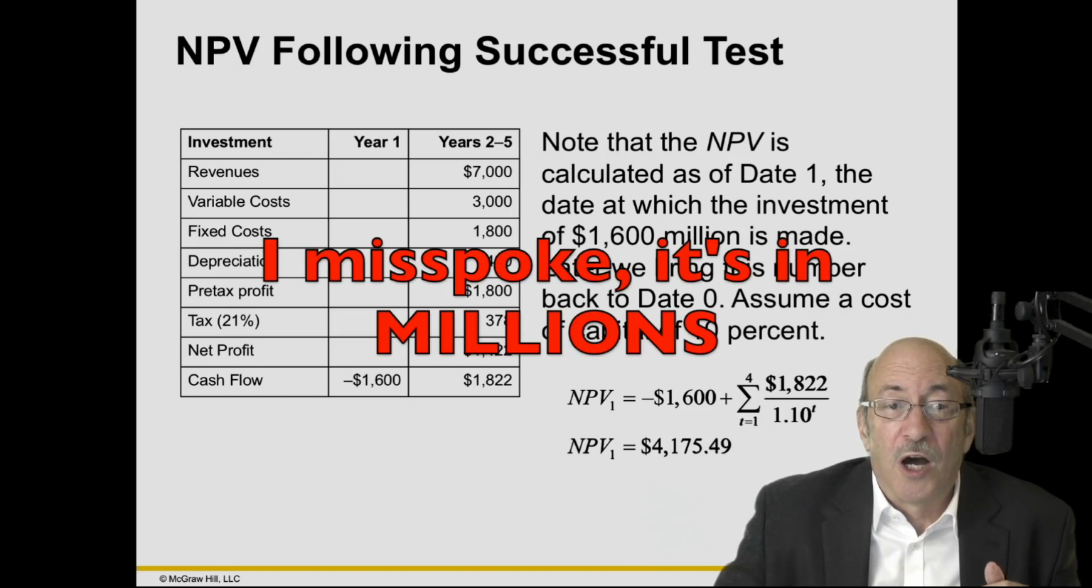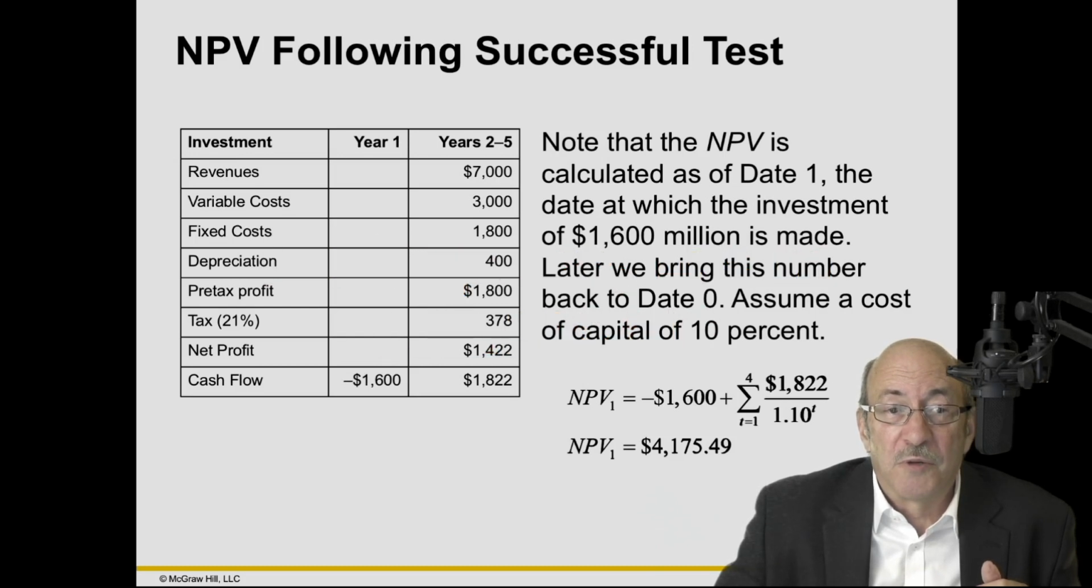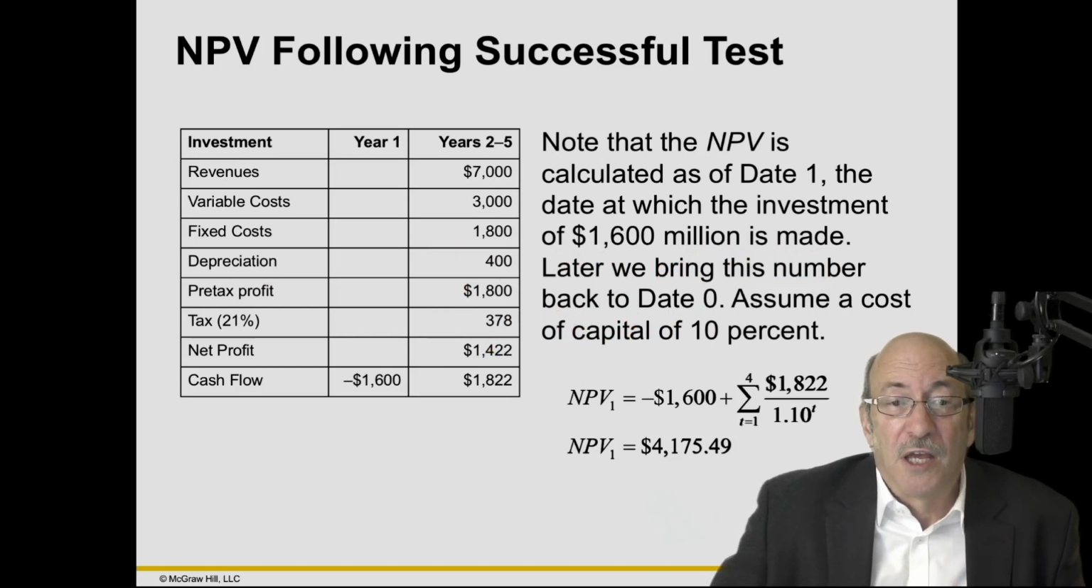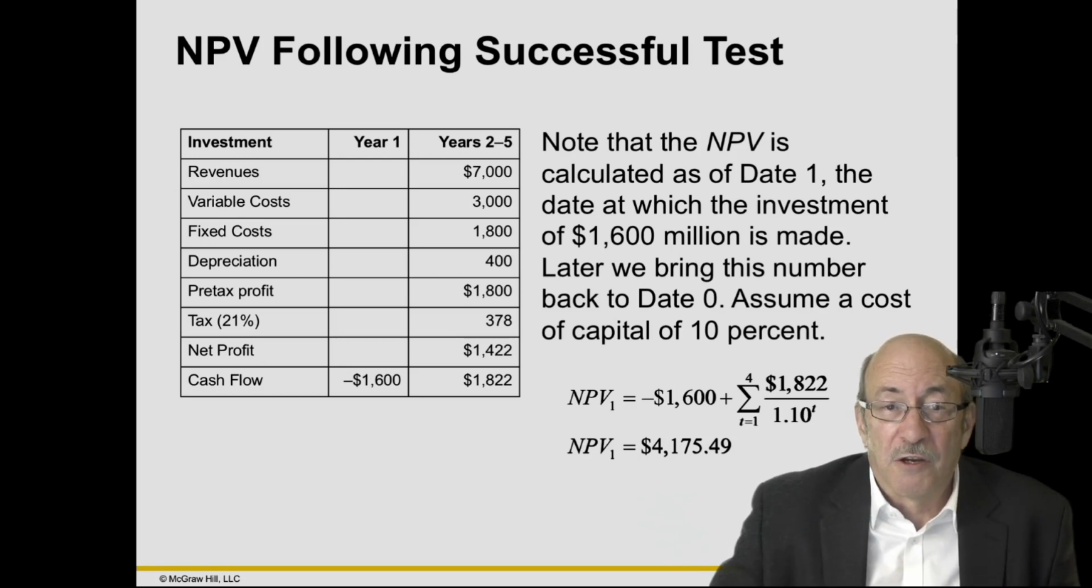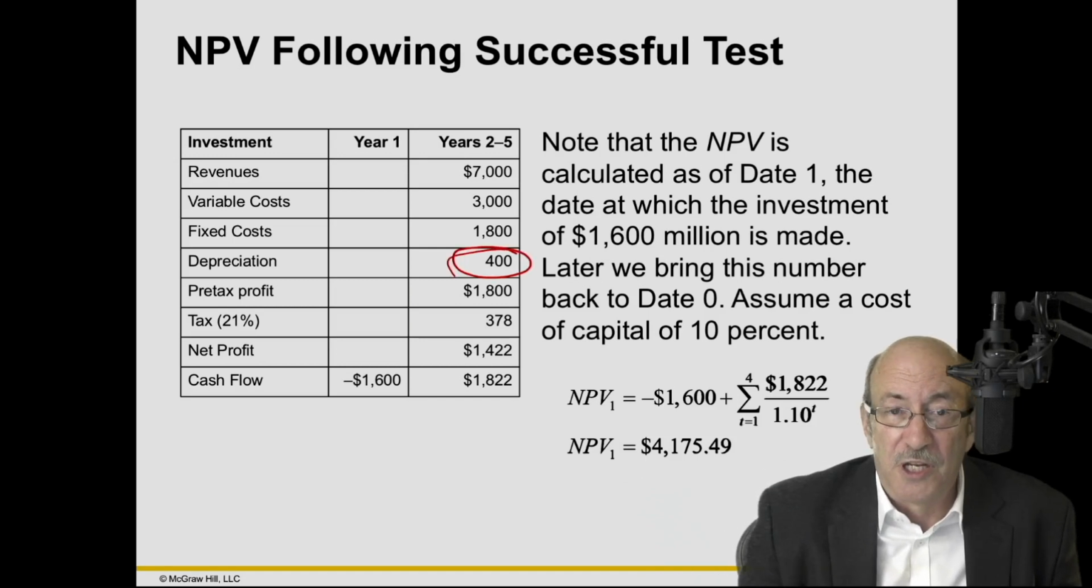3,000 in variable costs, 1,800 in fixed costs, 400 depreciation, pre-tax profit of 1,800, tax rate at 21%, meaning we have $378 in tax bill, and a net income or net profit of $1,422. That's going to generate a cash flow of $1,822. Remember, this depreciation is a non-cash expense, so that gets added back to the $1,422 to arrive at the $1,822.